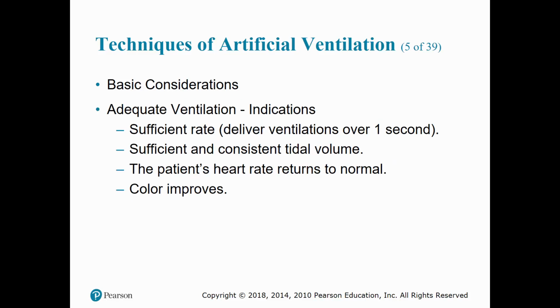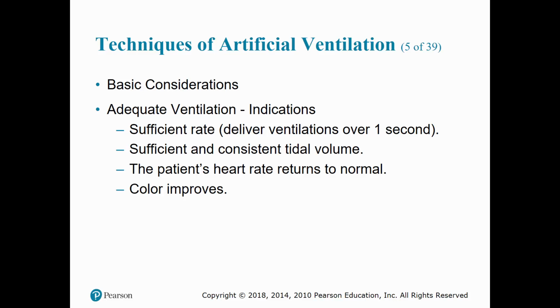In adults, you should be ventilating 10 to 12 times per minute, or once every 5 seconds, pending they have a pulse. If no pulse, ventilations are performed in conjunction with chest compressions at a rate of 30 compressions to 2 ventilations, unless an advanced airway is in place. In a newborn without a pulse, the ratio of chest compressions to ventilations is 3 to 1, or 90 compressions to 30 ventilations. The tidal volume should also be consistent.